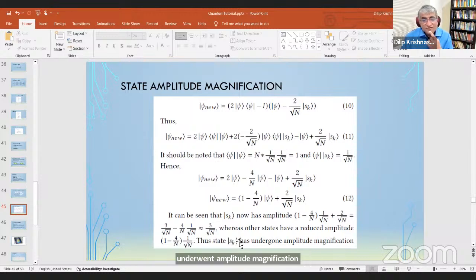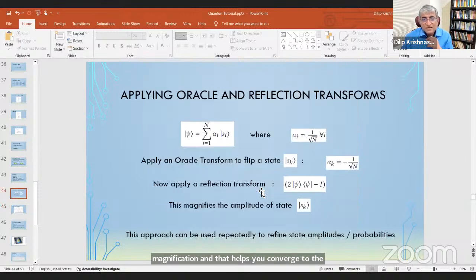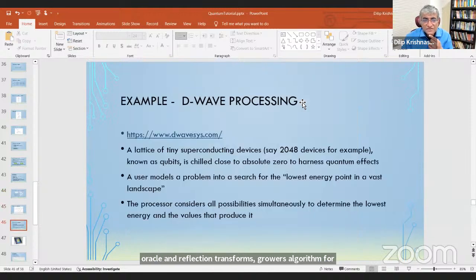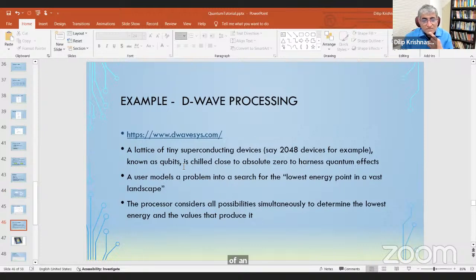And this is where, if you had an oracle that told you, hey, go in this direction, then you go in that direction and apply this amplitude magnification, and that helps you converge to the solution that you're looking for. So when you're trying to do search, you're trying to do oracle and reflection transforms. Grover's algorithm, for example, uses these kinds of techniques for search. Then I want to finally give you an example of annealing-based systems, D-Wave systems, which is a mesh-based quantum computer.